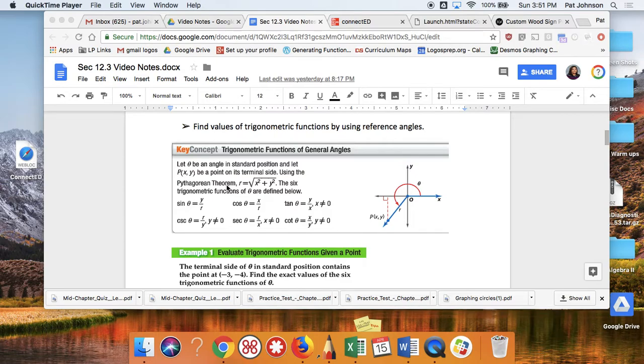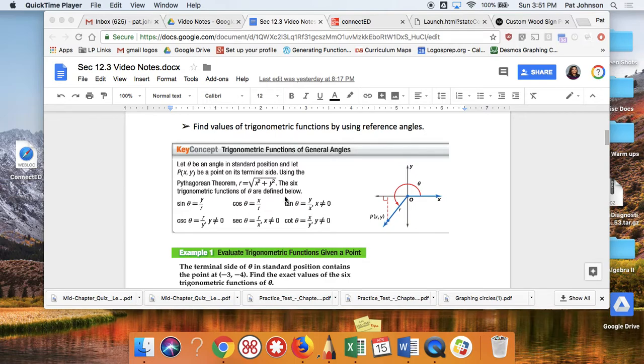We're going to let theta be an angle in standard position. When we're in standard position, the initial side starts at the x-axis right here and goes counterclockwise. Let the point P, with coordinates x, y, be a point on the terminal side. So the angle goes from here to here, and this is the terminal side. Using the Pythagorean theorem, we can find r, the hypotenuse. If we make a right triangle, we have x here, y here, and we can find the hypotenuse r by using the Pythagorean theorem.